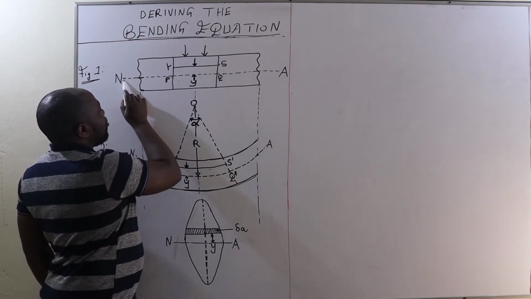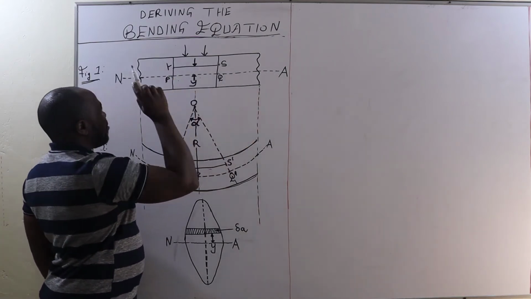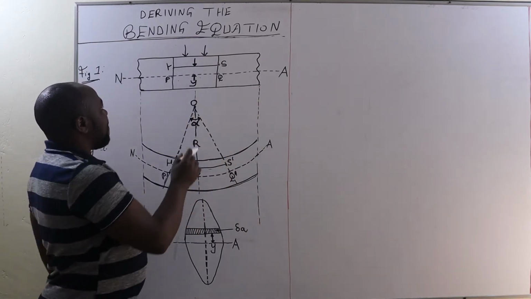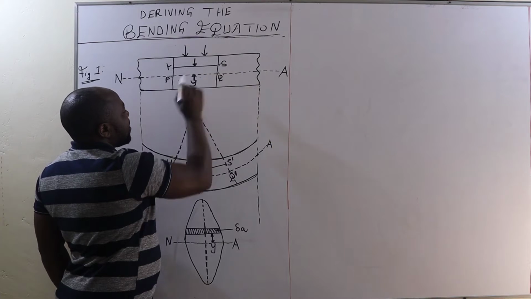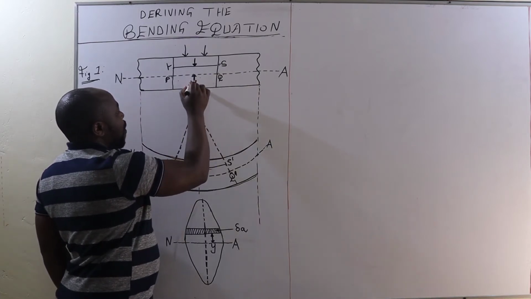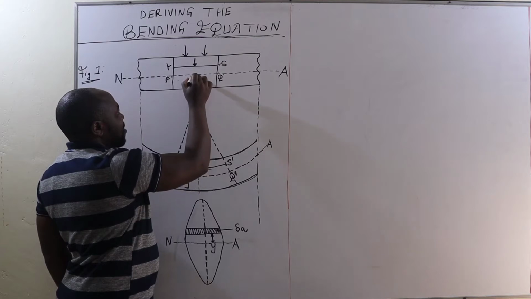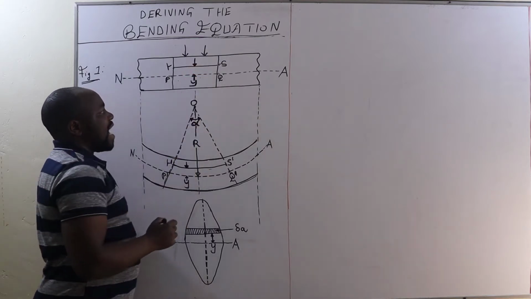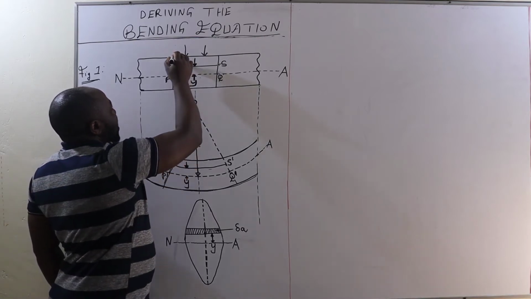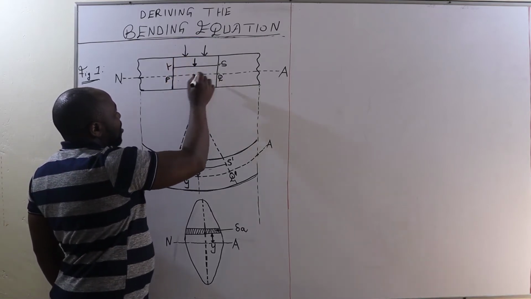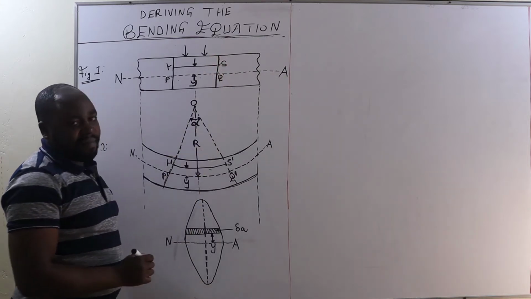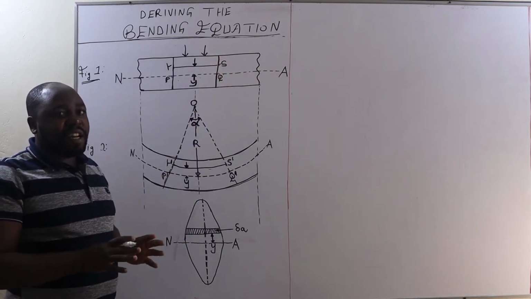We have the neutral layer, or what we call the neutral axis, and we have another layer RS whose distance from the neutral axis is y. That is the distance from the neutral axis to the layer RS. Now, we are considering a small section of the longitudinal section of the beam.